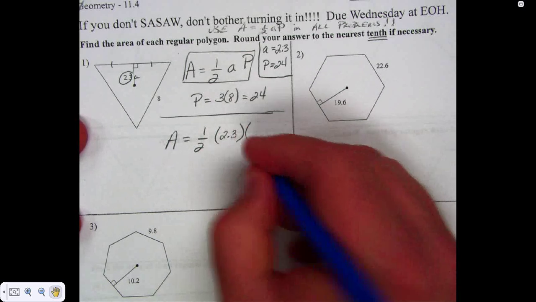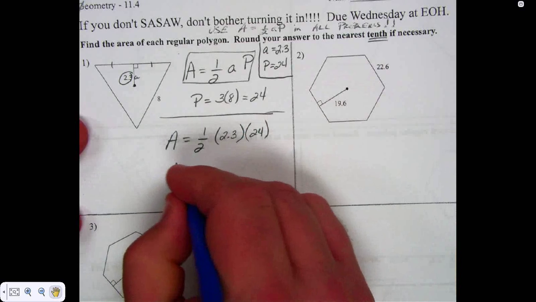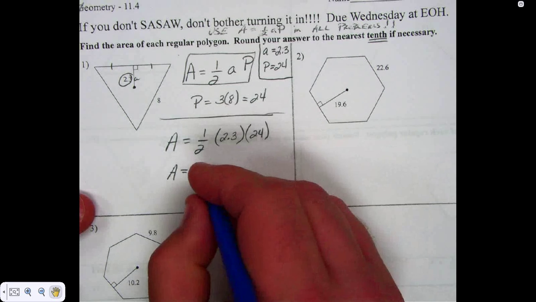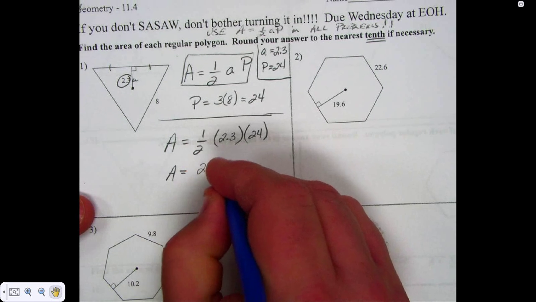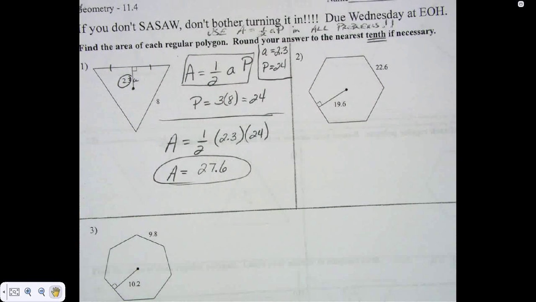So put your apothem in, 2.3. I want to see parentheses times your perimeter, 24. Now the rest is what? Calculator work. So do the calculator work. 0.5 times 2.3 times 24. What do you get? Is there any units? It's basically units squared, isn't it? That's not very hard, is it? These types are easy. Look down here.